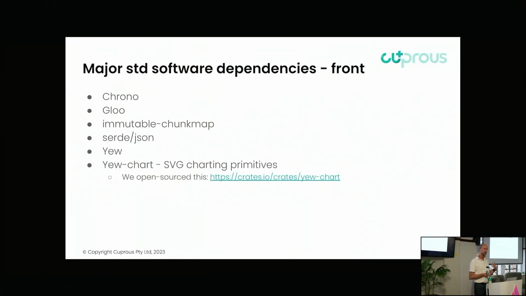On the front end, we use Chrono, Gloo. Don't know if you've come across Gloo. Gloo's quite a nice little library in terms of making some of those things in WebAssembly just a little bit easier. We use immutable chunk map again, and Yew. I don't really know if there's much else that you should use right now. I think Yew's been great, it's worked really well. I've personally written about 5 or 6 production targeted apps now in Yew. And UChart, which we created and have open sourced as well, gives SVG charting primitives for use in conjunction with Yew.